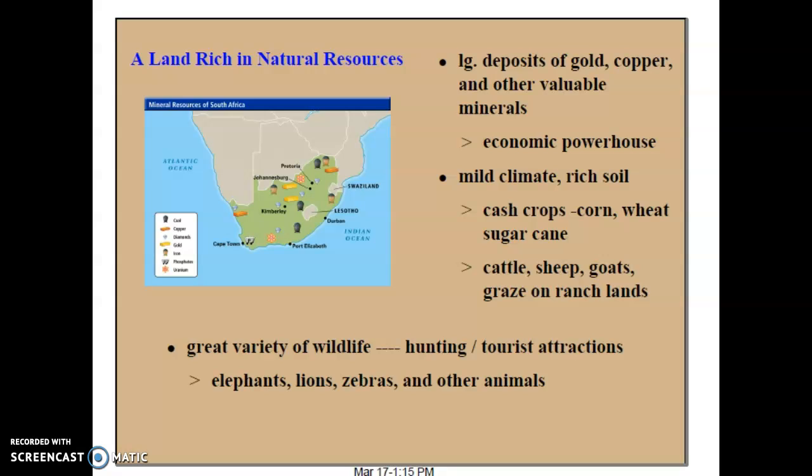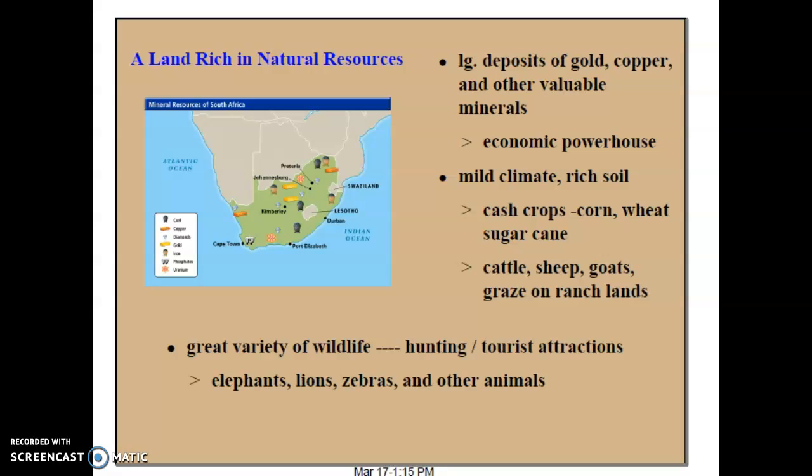The climate in South Africa is very mild. It has a rich soil, and this helps many farmland for cash crops, including corn, wheat, and sugarcane. Cattle, sheep, and goats graze on a lot of the ranches and lands within the farmlands in South Africa.